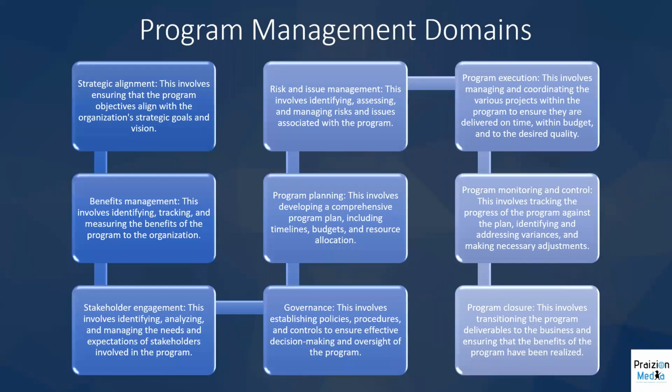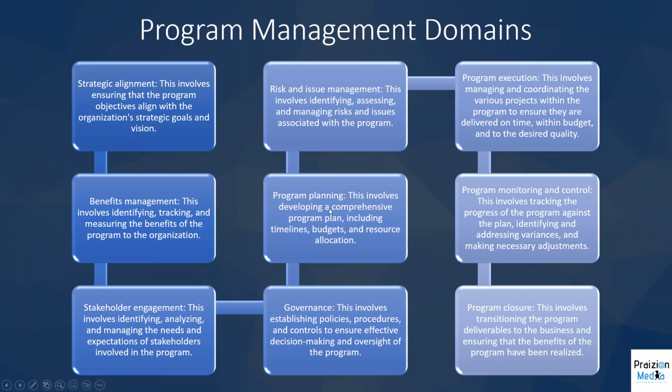Let's talk about program management domains to give you some clarity about how this works. First of all, up here, you can see we have strategic alignment. This domain involves ensuring that the program objectives align with the organization's goals. Then we have benefits management, tracking and making sure that the benefits of the program are realized. Stakeholder engagement involves identifying, analyzing, and managing needs of stakeholders. Governance involves establishing policies, procedures, and controls for the program.